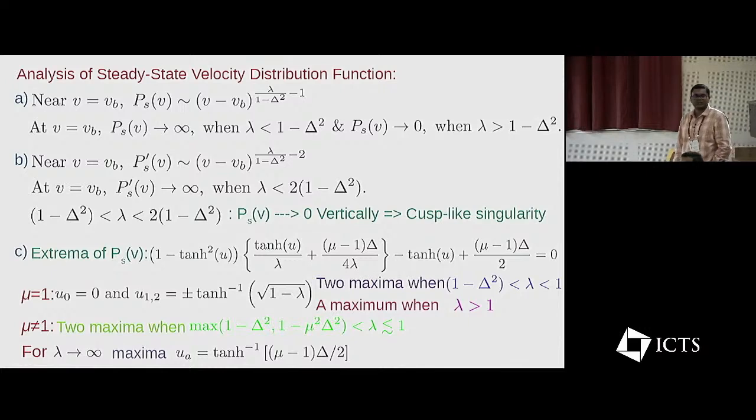For any mu other than 1, the two maxima appear when lambda is greater than the maximum of 1 minus delta square and 1 minus mu square delta square, and less than approximately 1. This condition guarantees that the tail of the velocity distribution goes to 0. For any mu, when lambda is very large, only one maximum survives. The position of the maximum is tanh inverse of (mu minus 1) delta by 2. For mu equal to 1, it again becomes 0, as expected.